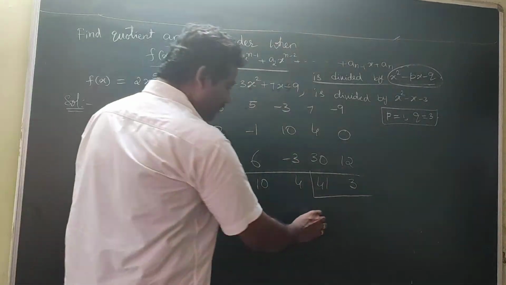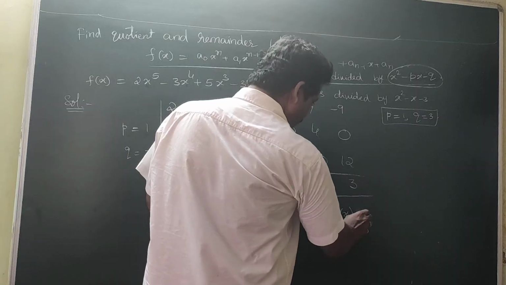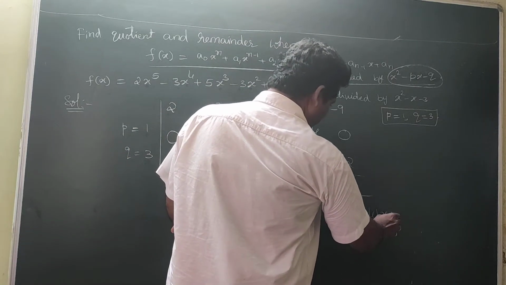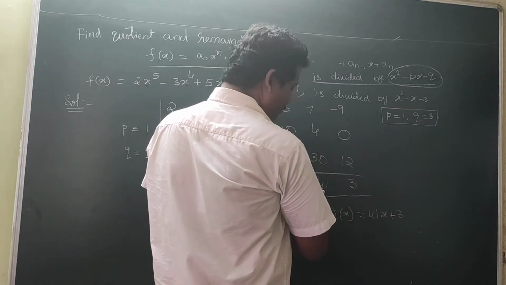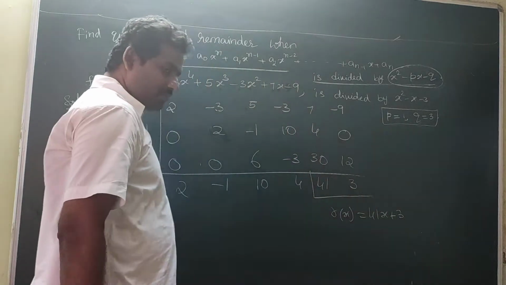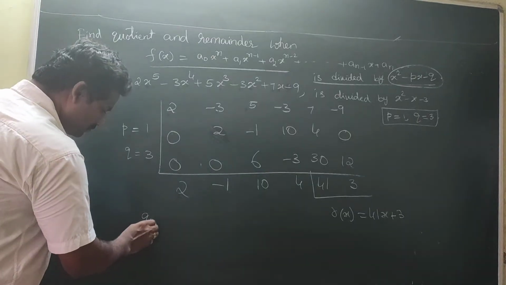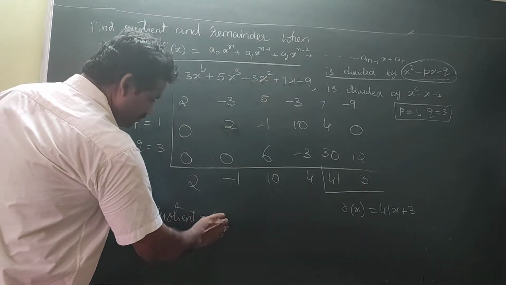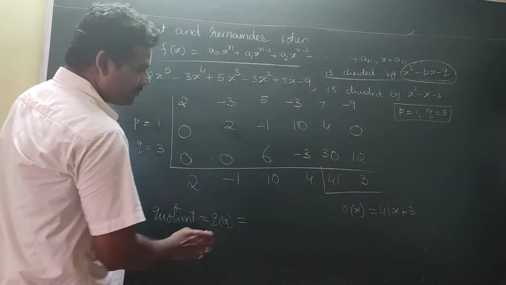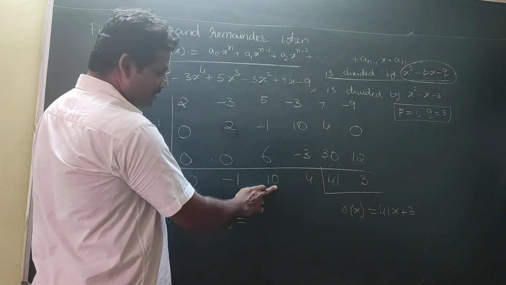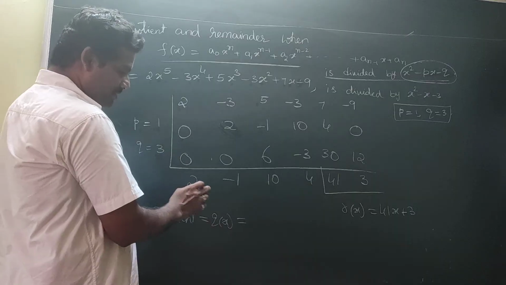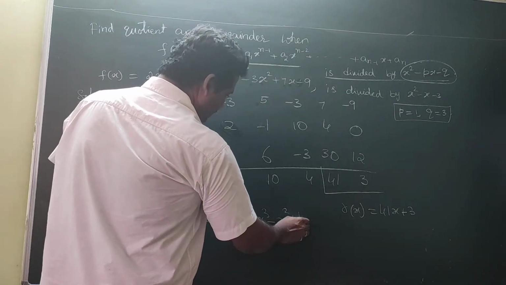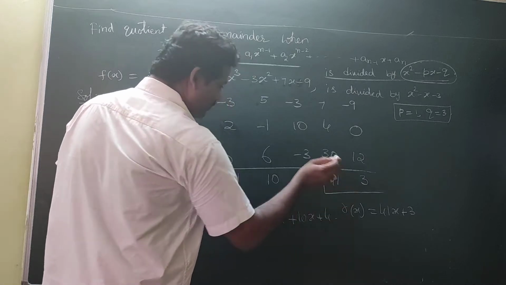Now what is the remainder? R of x equal to constant plus first degree, 41x plus 3. What is the quotient? Q of x equal to constant, x coefficient, x square, x cube. 2x cube minus x square plus 10x plus 4. This is the answer.